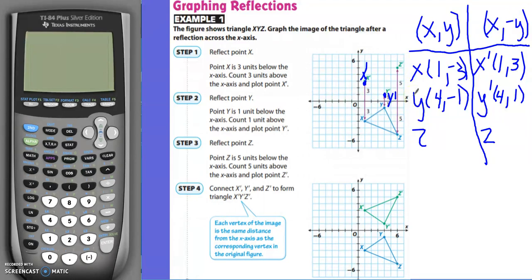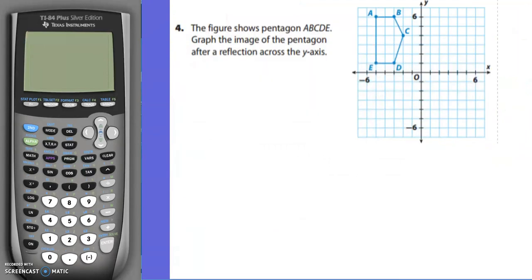Okay, the ordered pair for Z is 6, -5. The X stays the same. The opposite of -5 is 5. So we go to the right 6, up 5, and we call it Z prime. We connect our dots, and we have the reflection over the x-axis. Okay, let's take a look at another one.